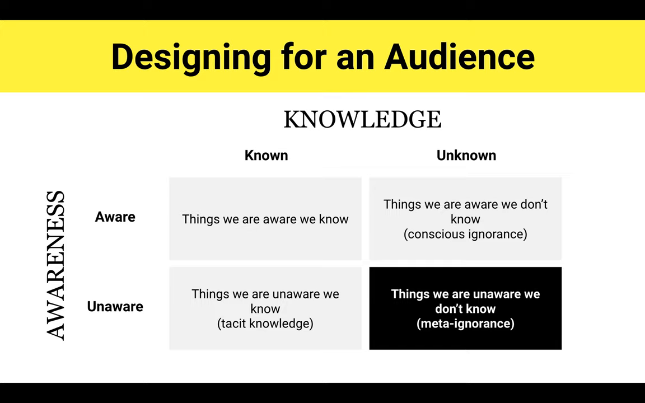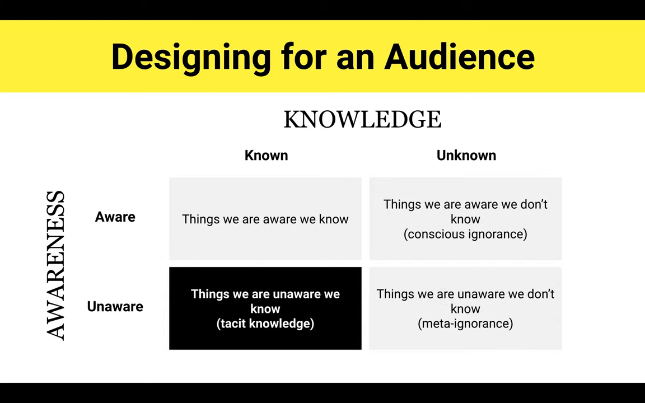In the third quadrant, we have meta-ignorance, or things we are unaware we don't know. Generally speaking, the more I know about a topic, the more awareness I gain around how much I don't know. But that awareness is always increasing, and the amount I don't know is usually exponentially increasing. So I judge that I'm usually unaware of what I don't know. This is why a beginner's mind and curiosity are critical as students of any field.